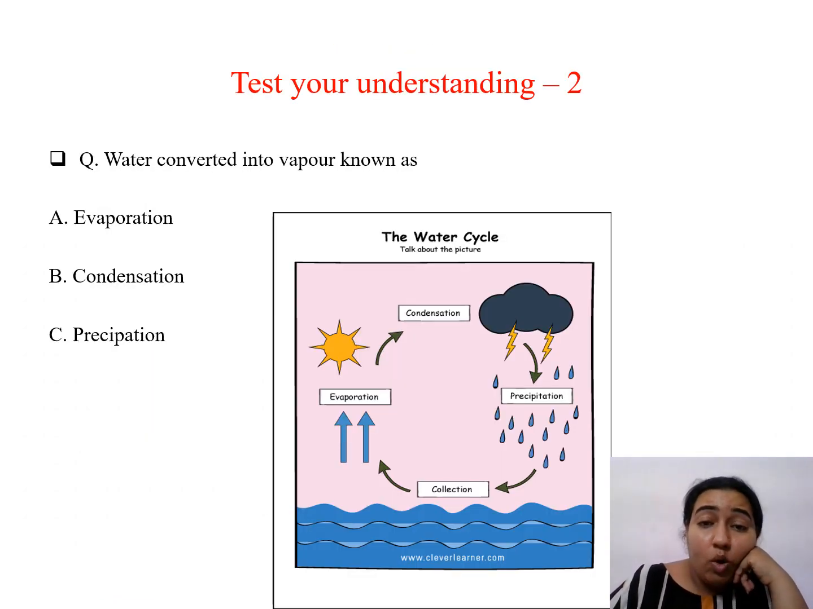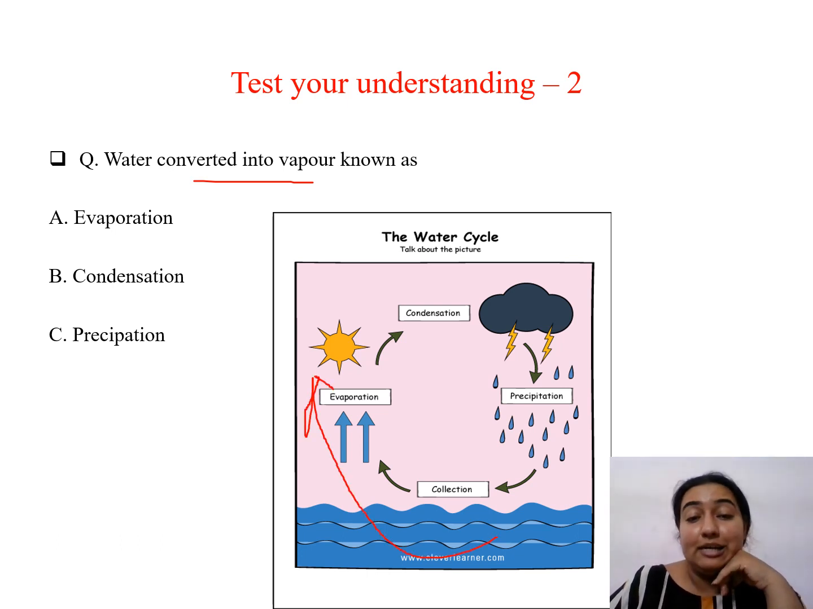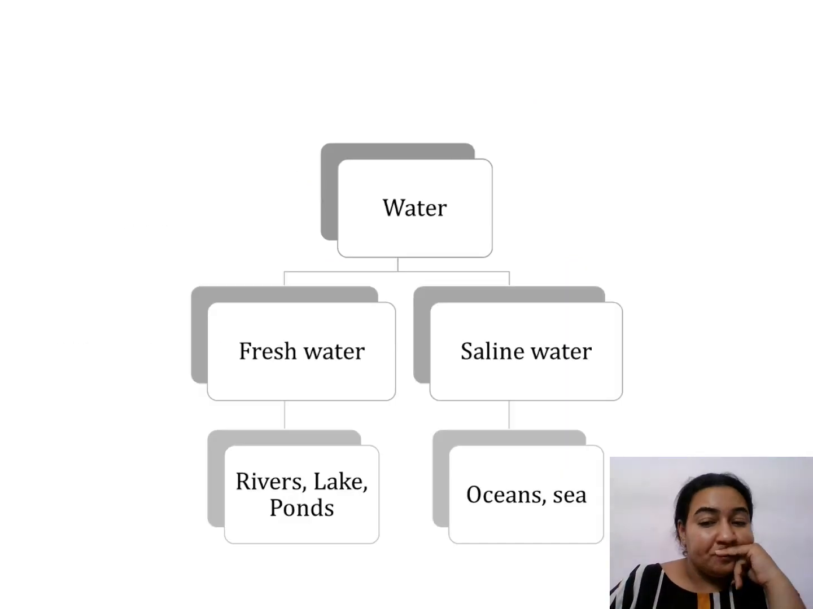Tell me what according to you is the correct option. Water converted into vapor. This water is now converted into vapor due to heat, the sun's energy. So this process is known as evaporation. It is not condensation, it is not precipitation. Okay?